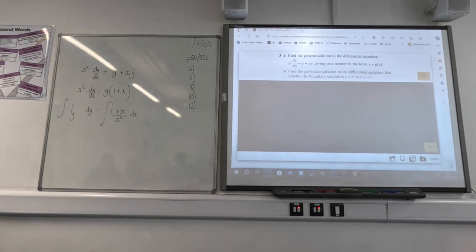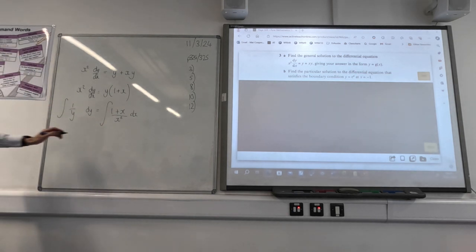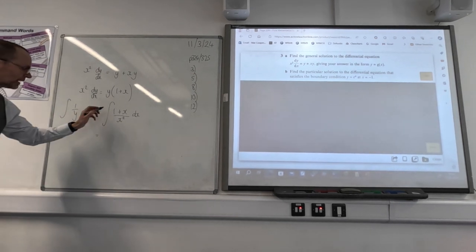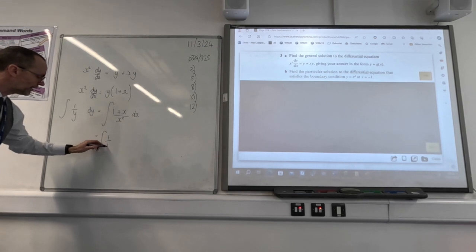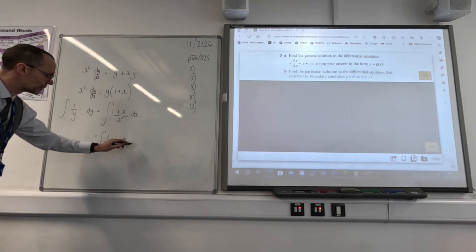Okay, so I get to here. Now on the left-hand side, I'm okay. I know that 1 over y, with respect to y, is going to become ln of y. This doesn't look like something I've come across before. However, two things divided by one thing, I can write as two separate fractions. I can't do that the other way around, can I? One thing over two things, I can't. But I can write this as 1 over x squared plus x over x squared.